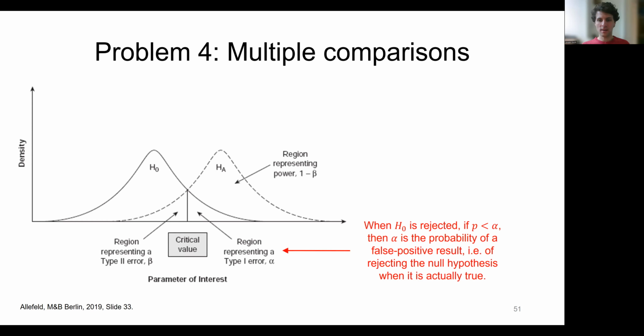So now the problem is that when the null hypothesis is rejected, if the p-value is smaller than the significance level alpha, then alpha will be the probability of making a false positive result. That is, of rejecting the null hypothesis when it is actually true. Simply because there is a remote possibility that even under the null hypothesis, test statistics are that large. And we have to accept that there is that probability of a false positive result. We cannot let the probability of the false positive result be zero.